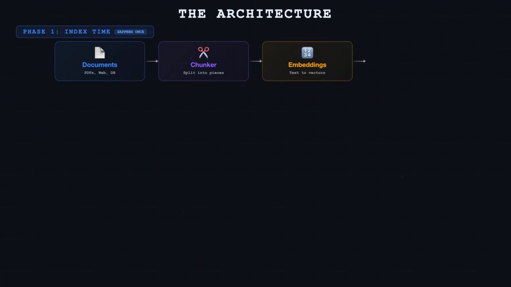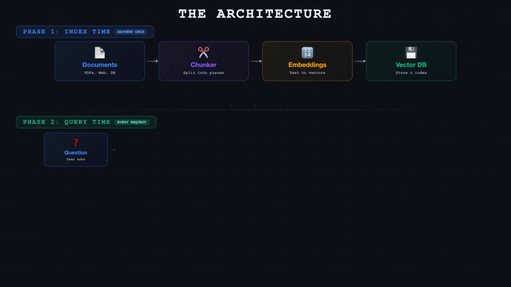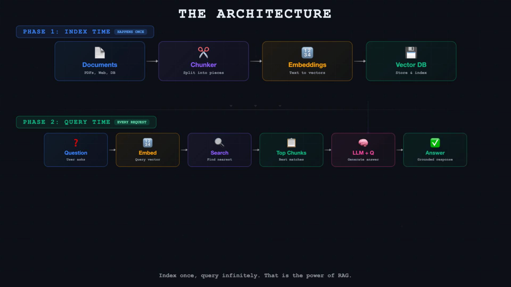Phase 1, index time. This happens once before any user asks a question. You take your documents, PDFs, web pages, database records, whatever, and break them into chunks, usually a few hundred words each. Then you convert each chunk into a vector, a list of numbers that captures the meaning of that text. These vectors go into a vector database. Pinecone, Chroma, Weaviate, Qdrant. These are all vector databases. Think of it as building a library where every book is organized by meaning, not by title.